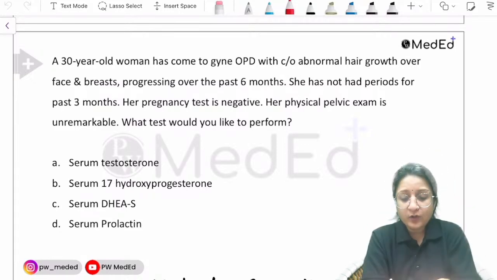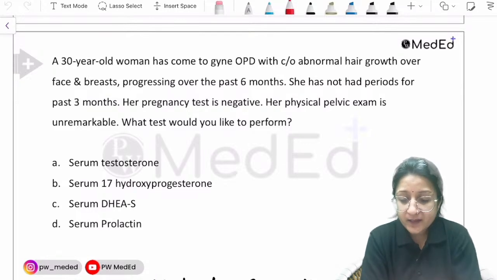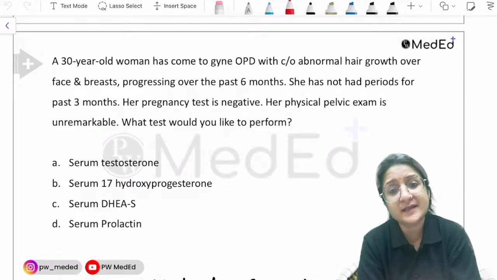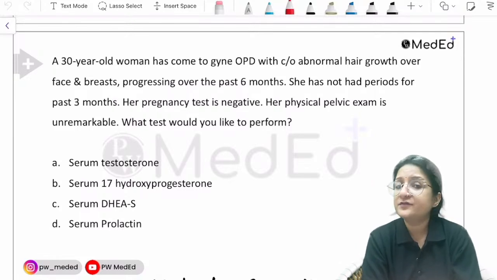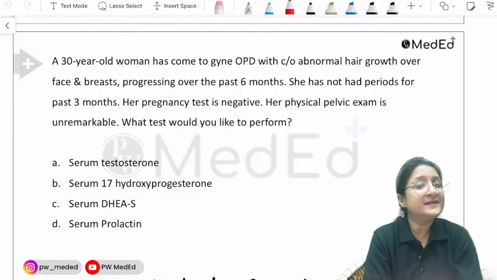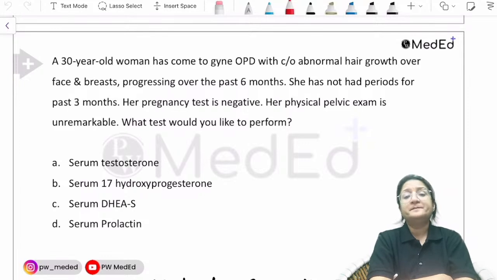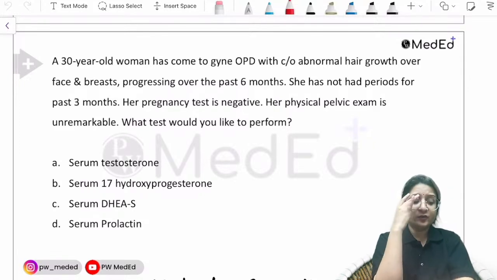A 30-year-old woman has come to gynae OPD with complaint of abnormal hair growth over face and breasts progressing over the past 6 months. She has not had periods for past 3 months. Her pregnancy test is negative. Her physical examination is unremarkable. What test would you like to perform?